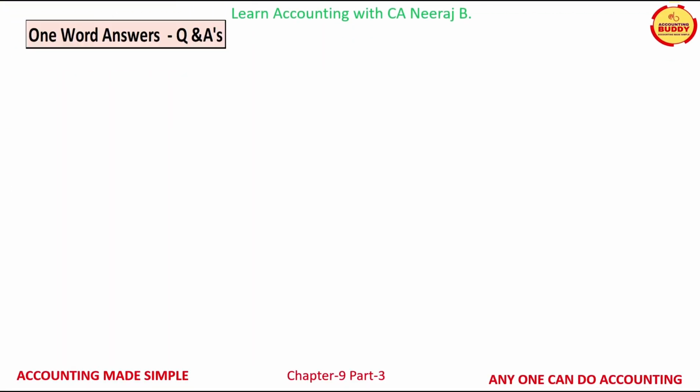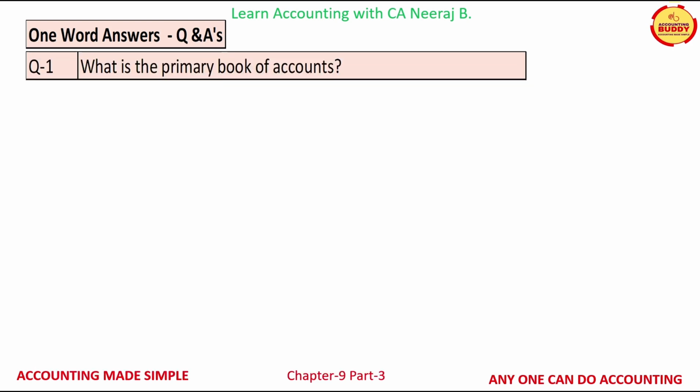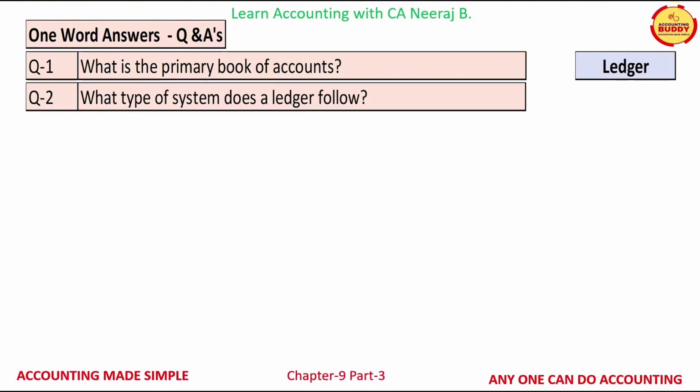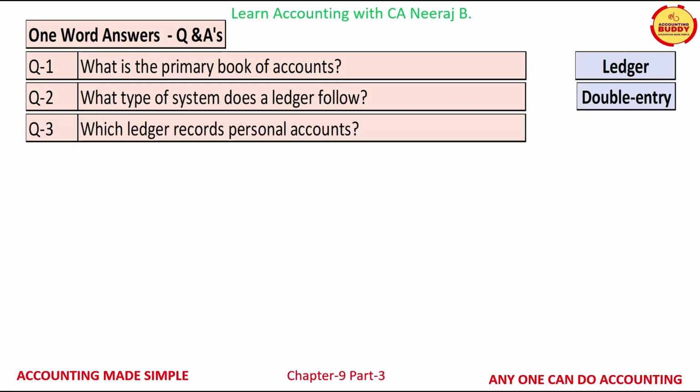In this session, we will attempt one word answer for questions. Question number one is, what is the primary book of accounts? And the answer is ledger. Question number two, what type of system does a ledger follow? The answer is double entry system. Question number three, which ledger records personal accounts? The answer is subsidiary ledger.